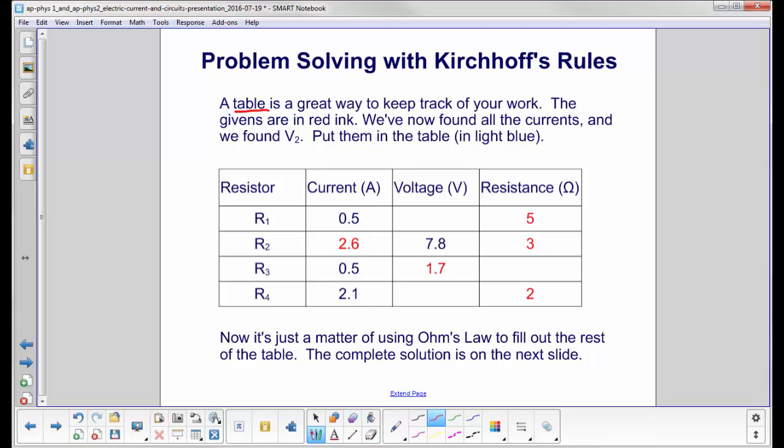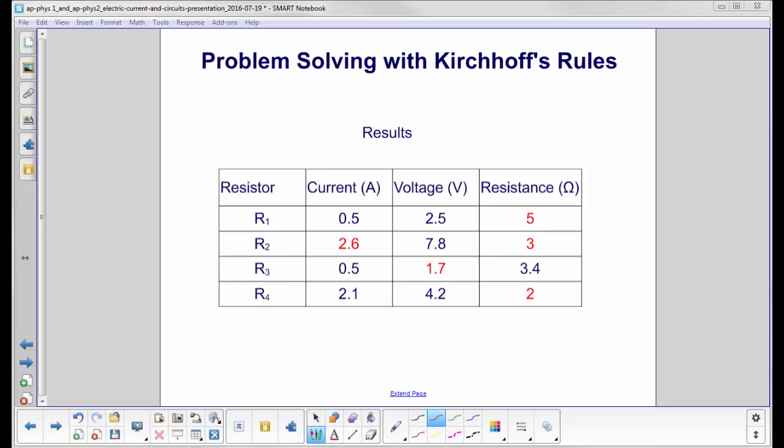Now, do we need Kirchhoff anymore? Not really. As long as you have two of the variables, well, in this case we have all three, you can find the third just by using Ohm's law. So for example, the voltage across R1 would be current times resistance, or 2.5 volts. So let's move on to the next slide to see the answers. And here we have the results. Now would be an excellent time to go back to the original problem and try and solve it without following through the slides.